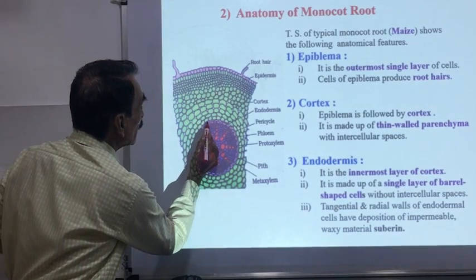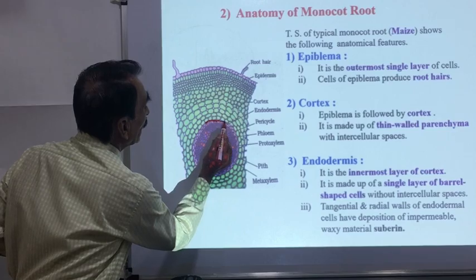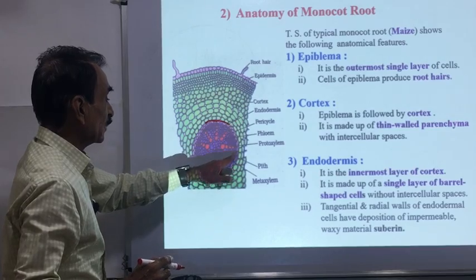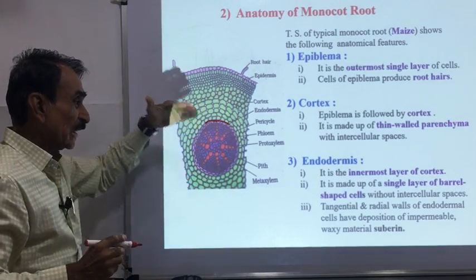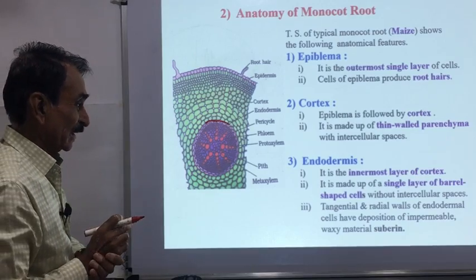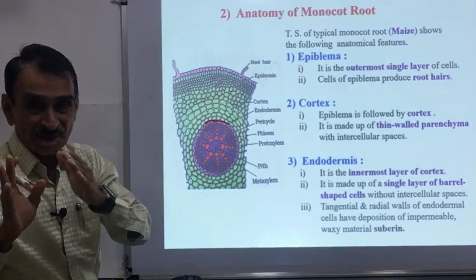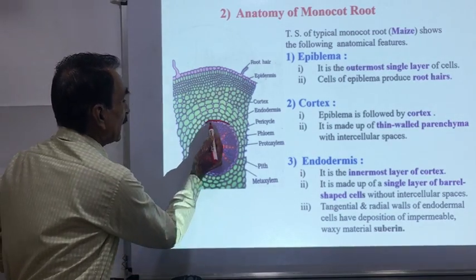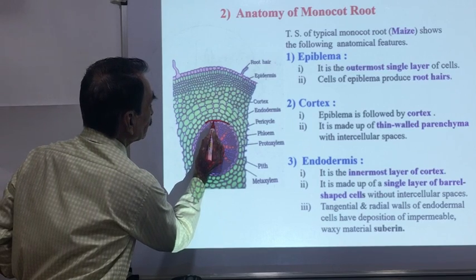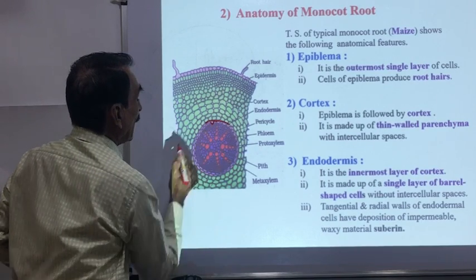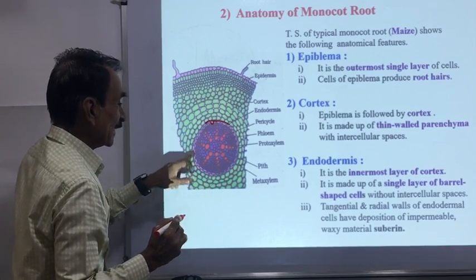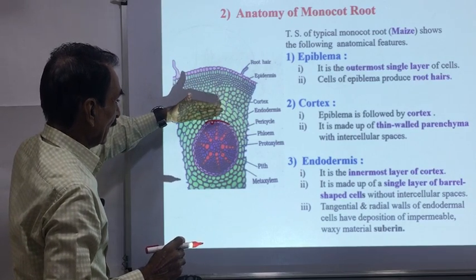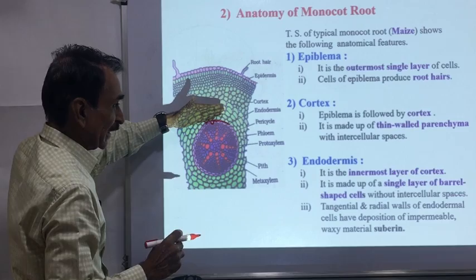Then you can see the innermost layer. The innermost layer of the cortex is called the endodermis. This endodermis is made up of a single layer of barrel-shaped cells without intercellular spacing. There are no gaps between the endodermal cells. The tangential and radial walls of these endodermal cells are thickened with suberin. Epiblema, cortex, endodermis. Endodermis is the innermost layer of the cortex.